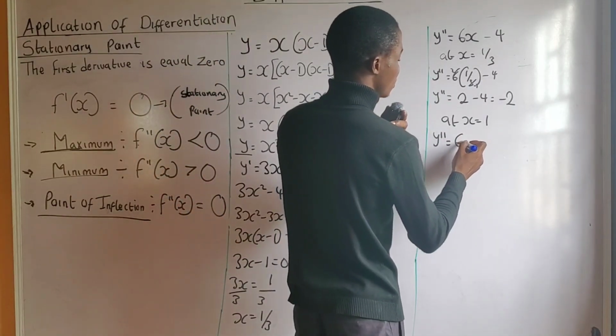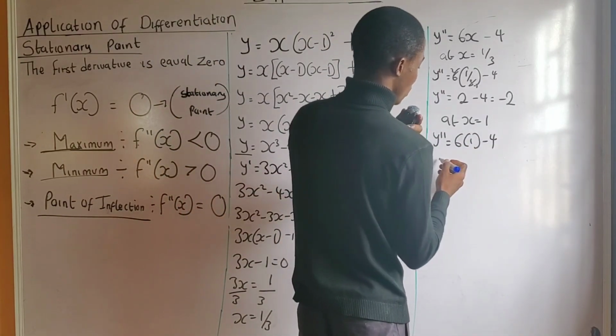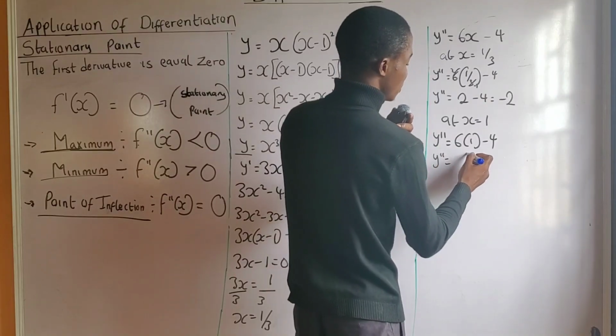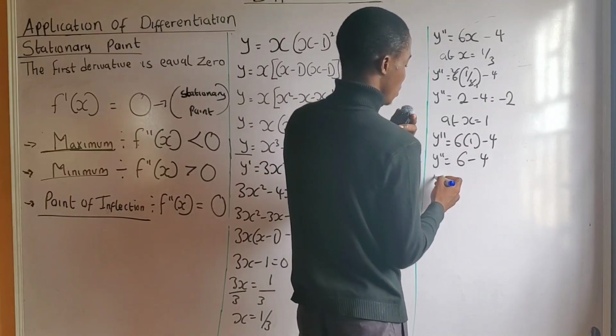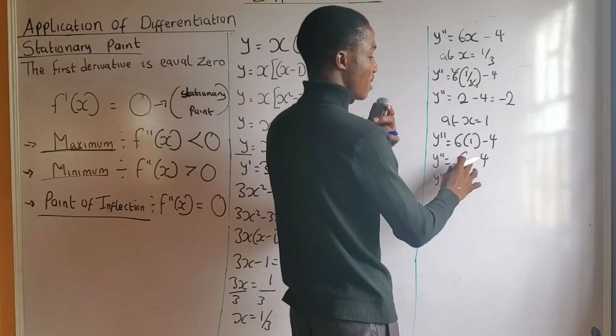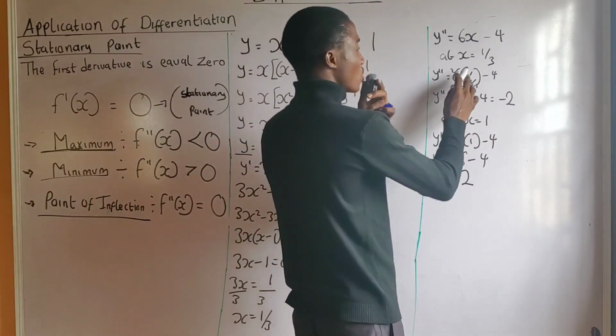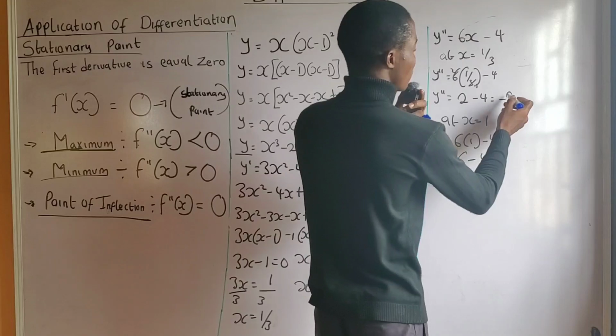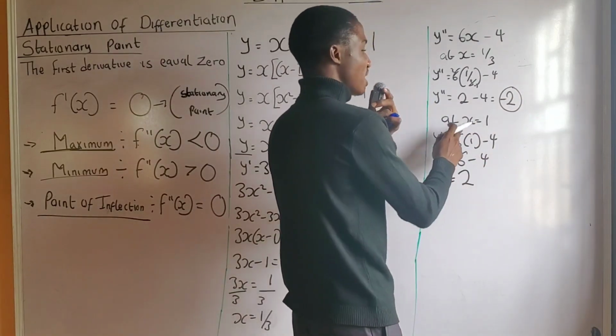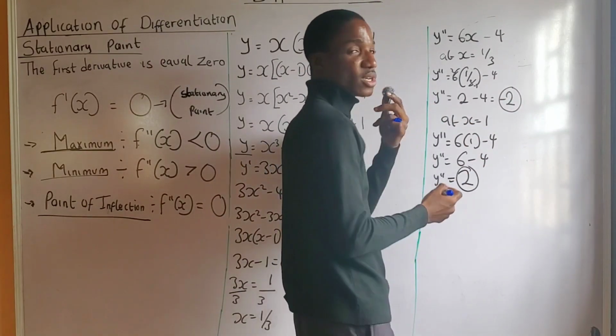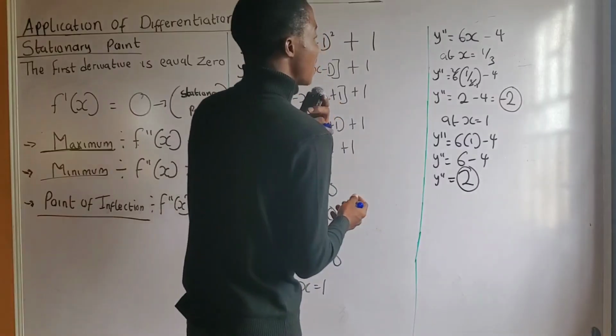Now at x equals 1, the second derivative will be equal to 6 multiplied by 1 minus 4. So 6 times 1 is 6, minus 4 is 2. So at x equals 1 over 3, the second derivative is minus 2. At x equals 1, the second derivative is 2.